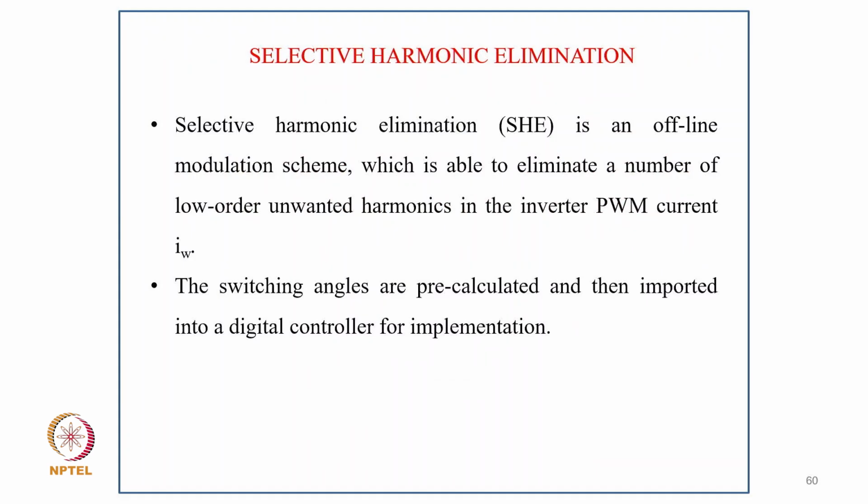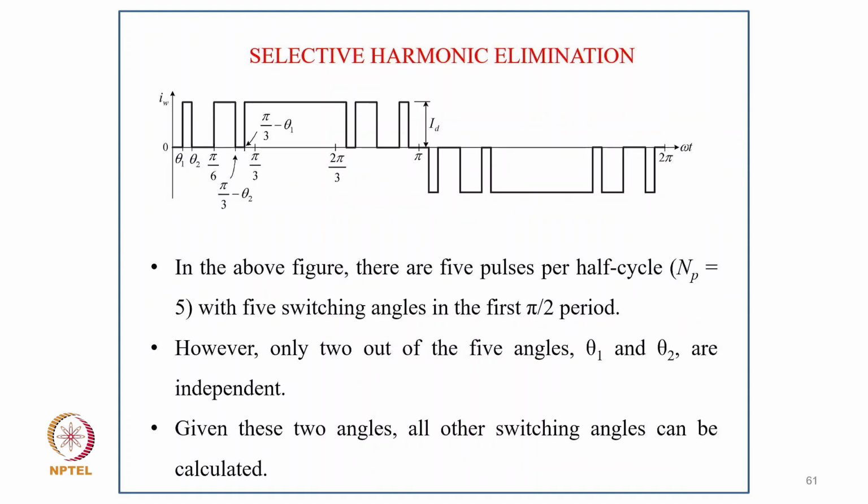Selective harmonic elimination is an offline modulation scheme which is able to eliminate a number of lower order unwanted harmonics in the inverter output current IW. The switching angles are pre-calculated and then imported into the digital controller for implementation. And these are typical waveforms for selective harmonic elimination.